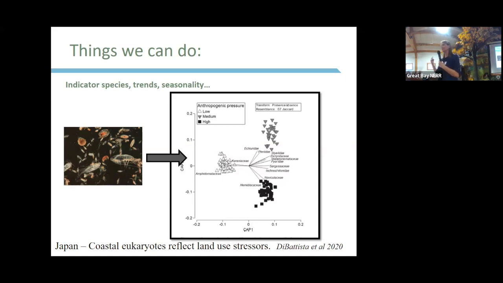And I will just leave you with this one thought. This is actually from Japan. These are a whole bunch of samples they just took around the country, and for the heck of it, they threw it out against anthropogenic stressors and found that there was a very clear distinction between the community of eukaryotes and different land use stressors. And that's the sort of thing that we hope to be able to get at with our multi-year countrywide project.